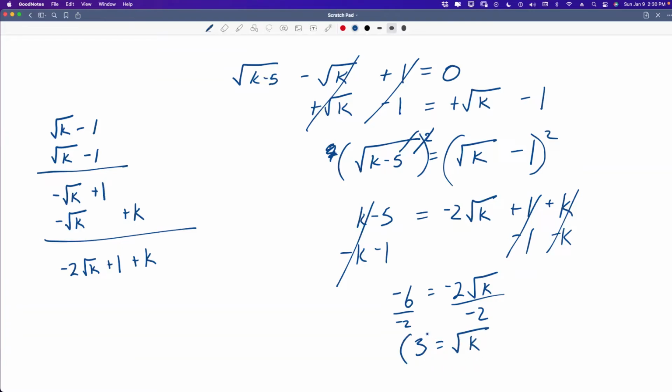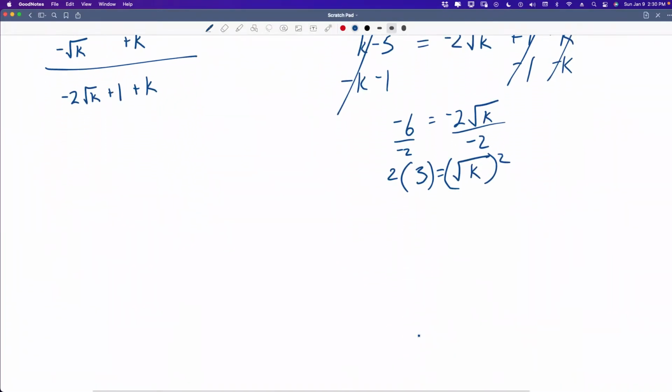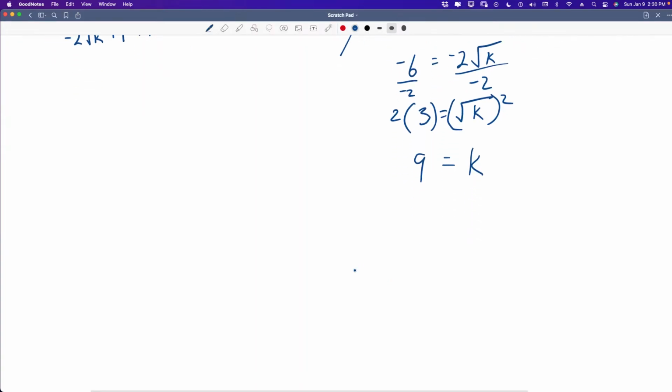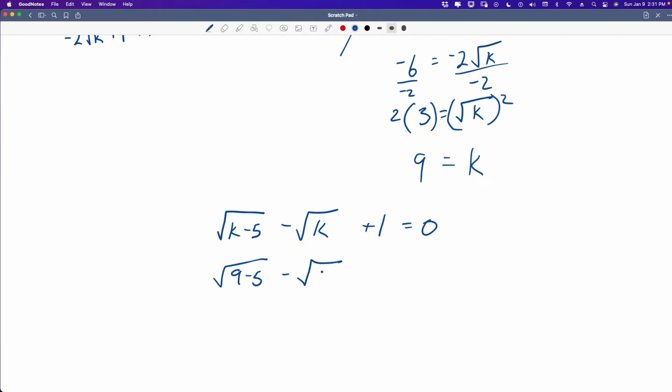So when we square both sides, we get that k is equal to 9, right? So let's go back and see if we could put that into our original equation and it be correct. So the original equation had the square root of k minus 5 minus the square root of k plus 1 equals 0. So this should be the square root of 9 minus 5, minus the square root of 9 plus 1, equals 0.